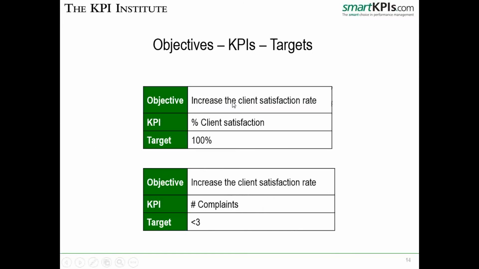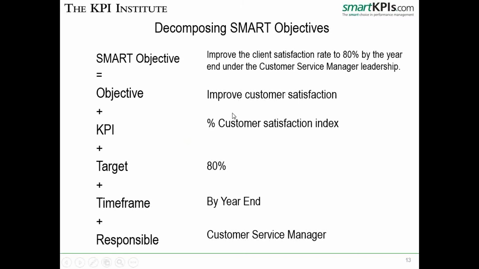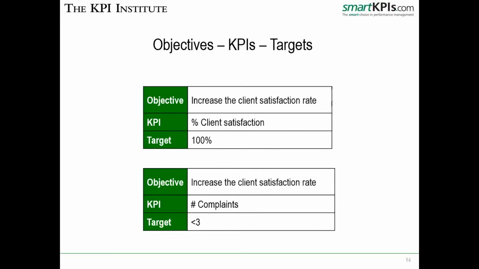Another benefit of having this approach is that we can measure an objective from different angles. So for an objective, we can establish different KPIs that reflect different components of how we can reach a specific objective. One of these is customer satisfaction, and here is how we can mirror it. Yes, customer satisfaction, client satisfaction is the same thing. We can have a target of 100%.